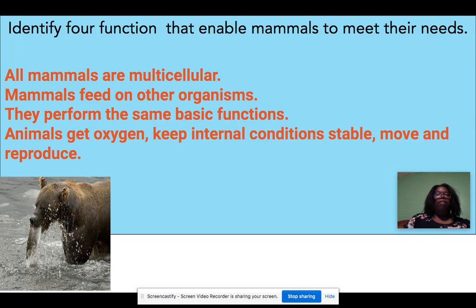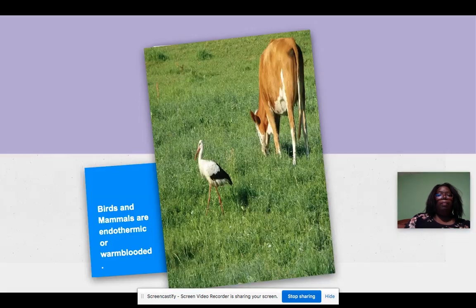Identify 4 functions that enable mammals to meet their needs. So, all animals or mammals are multicellular. All mammals feed on other organisms. They perform the same basic functions. All mammals get oxygen, keep internal conditions stable, move, and reproduce.